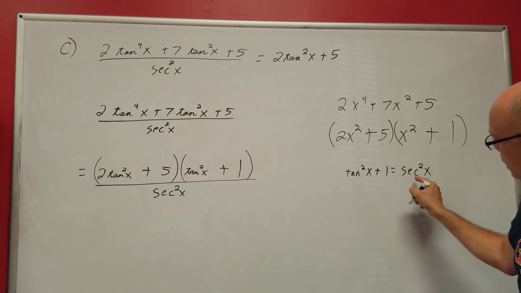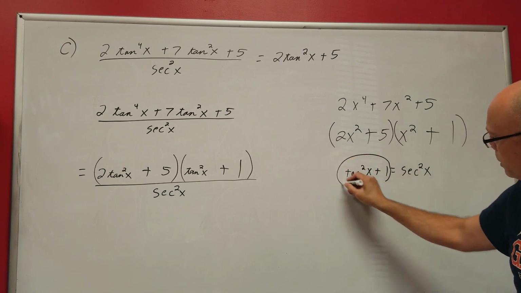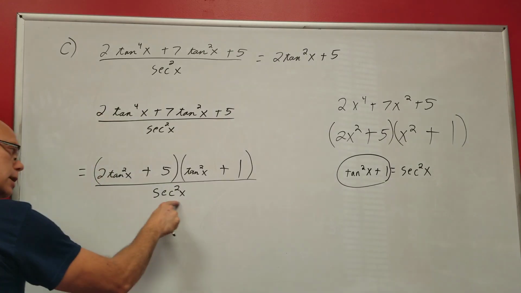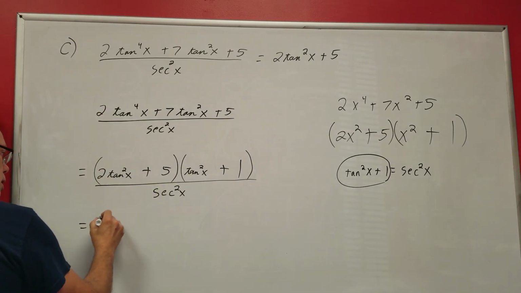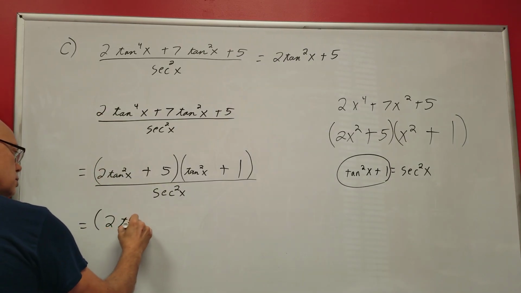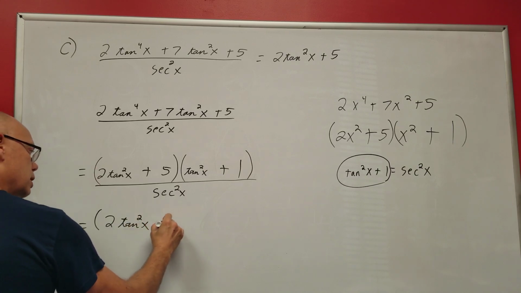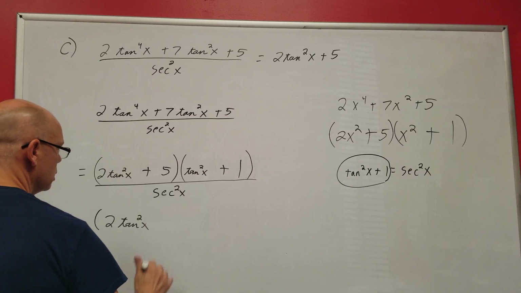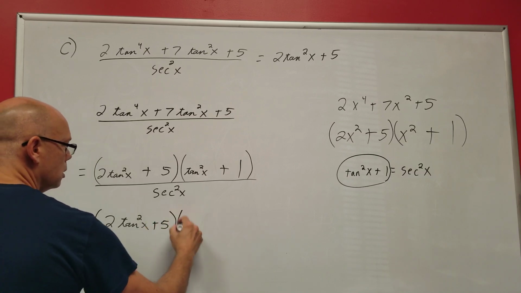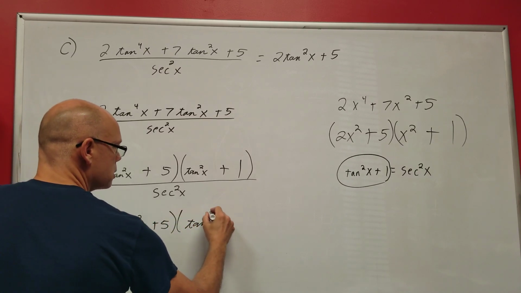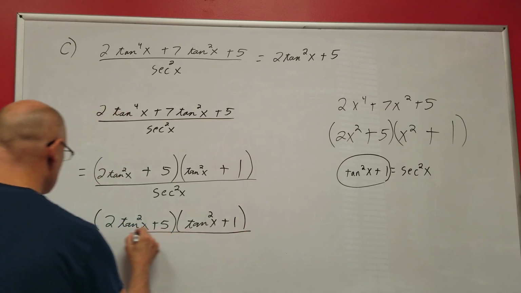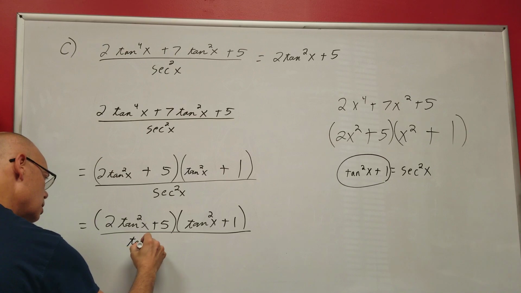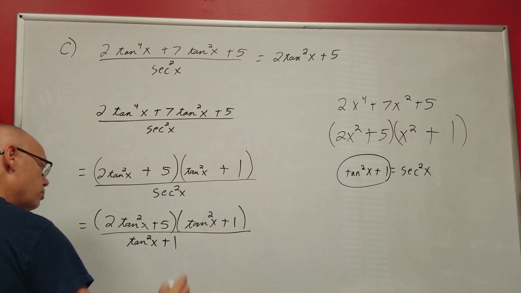So we're saying that the secant squared can be replaced with tangent squared plus 1. So I'm going to replace this with tangent squared plus 1. So I have 2 times the tangent of x squared plus 5. I can certainly write better than that. I'm not a 5-year-old. Times the tangent of x squared plus 1 all over, what do we say we're going to replace that with? Tangent of x squared plus 1.